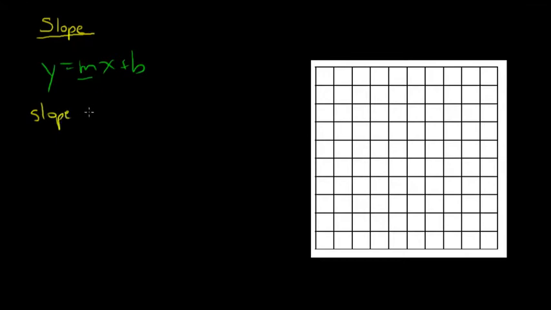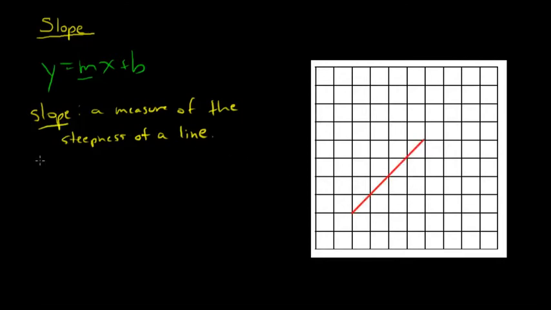So slope is a measure of the steepness of a line. So you can pause for a second to write that down. Slope is a measure of the steepness of a line. So if the line, well, let's take a look at an example here. Let's actually find the slope of, let's draw a straight line here. Let's find the slope of this particular line.